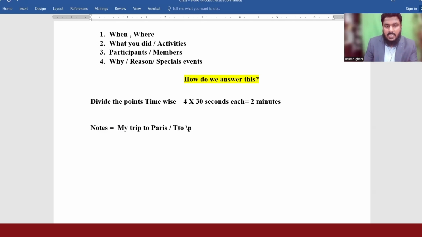Here we have to make notes according to the psychology we have. We can write symbols, words, or letters. We have to save time and manage these notes within 60 seconds. For example, my trip to Paris.